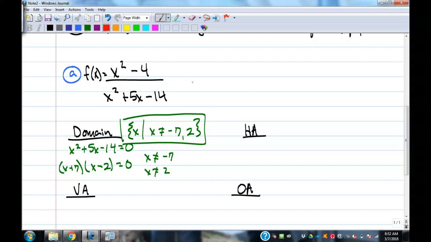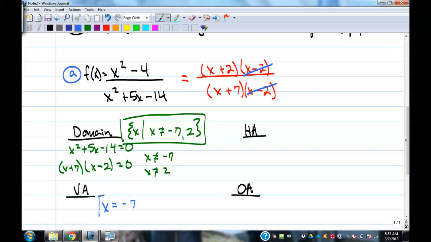So that's nice. Gets us our factored form of the denominator, x plus 7, x minus 2. What's the numerator factor as? X plus 2, x minus 2. What cancels here? X minus 2. Okay, so that means the only vertical asymptote we have is x equals -7, because the only factor that's left is x plus 7. When we set it equal to 0 and solve, it's going to be x equals -7. Okay? Then we look at the degrees to decide about horizontals and obliques.